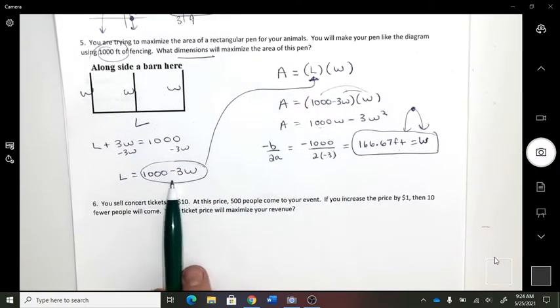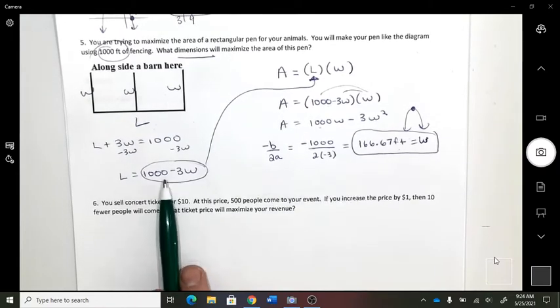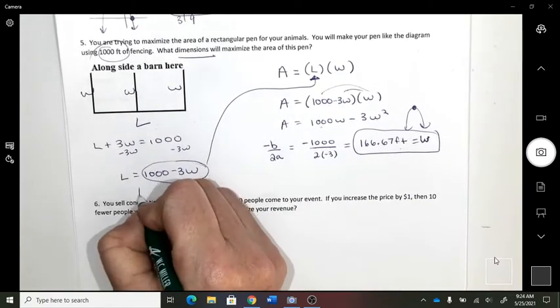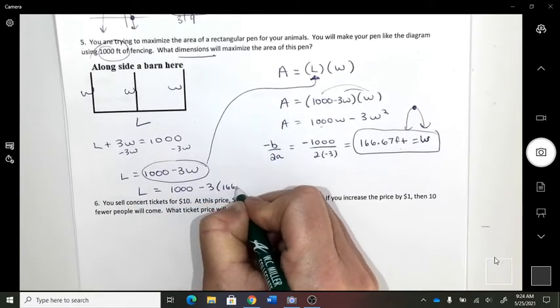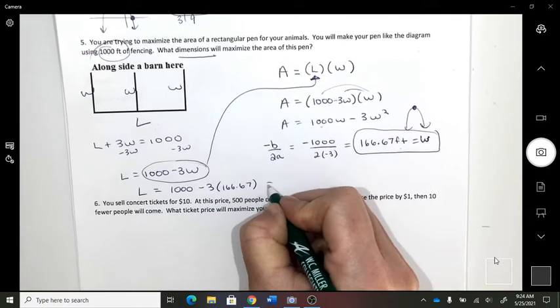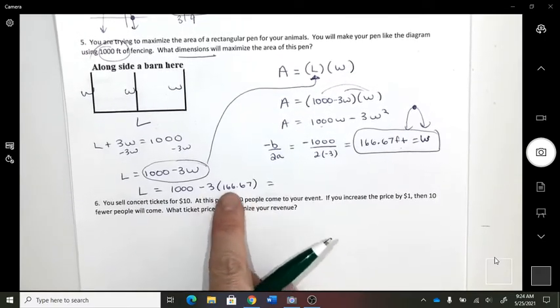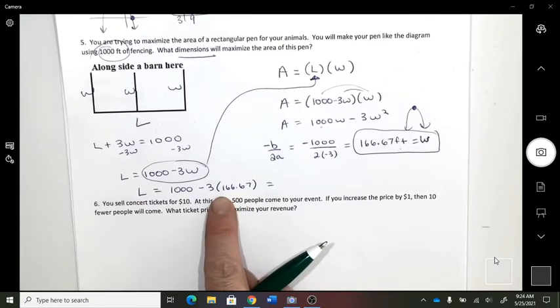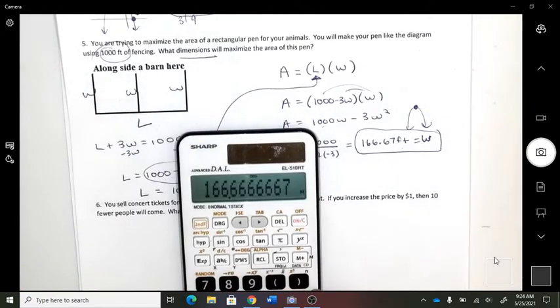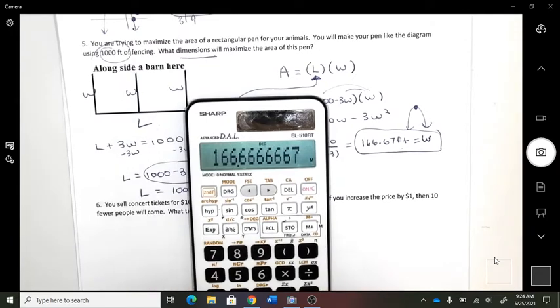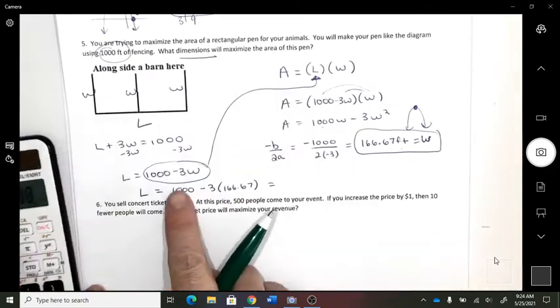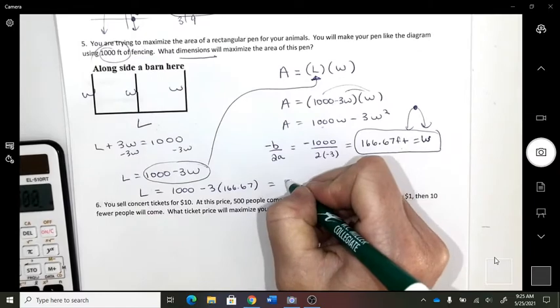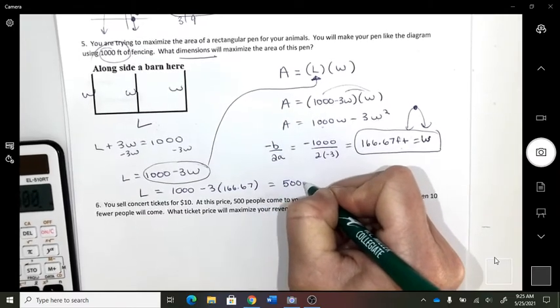So now I have to go over here and I have to figure out the length. So length equals 1,000 subtract 3 times the w. Okay, and we did round a little bit there, so I'm actually not rounding when I'm doing it. So that times 3 is 500. What's 1,000 minus 500? 500.